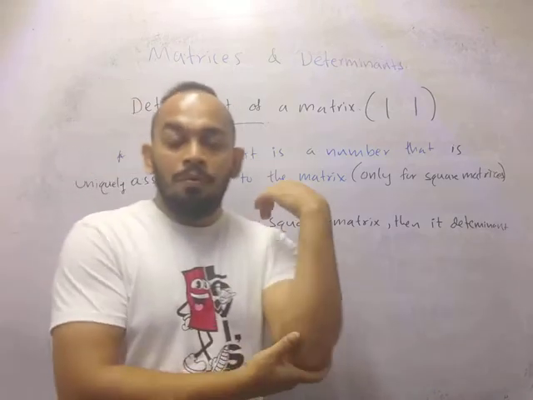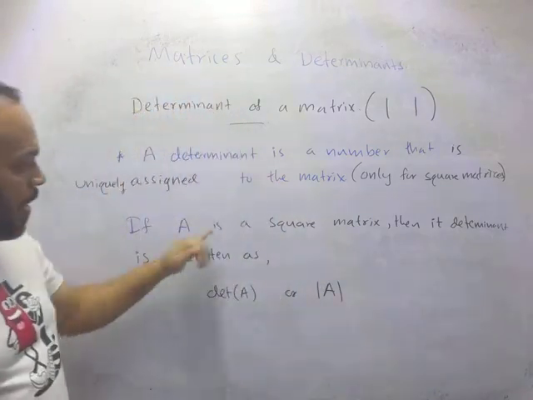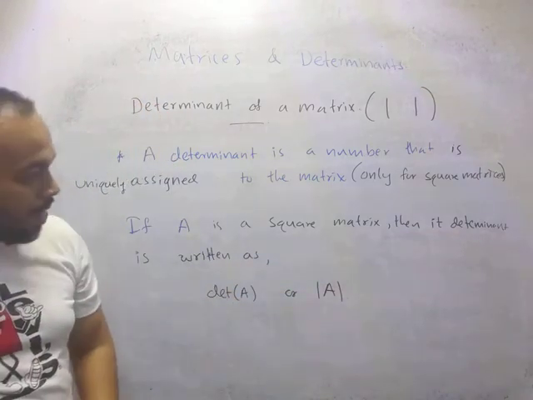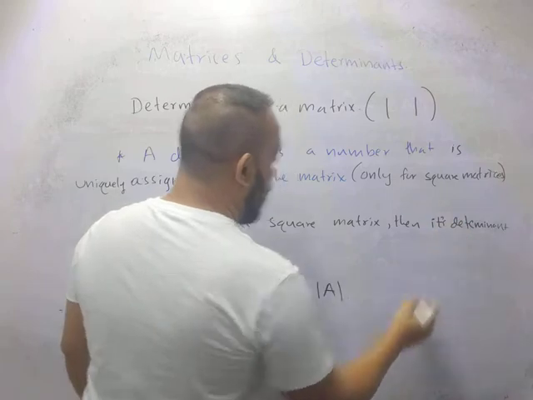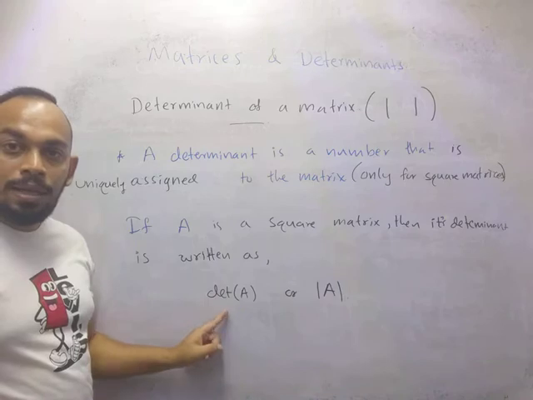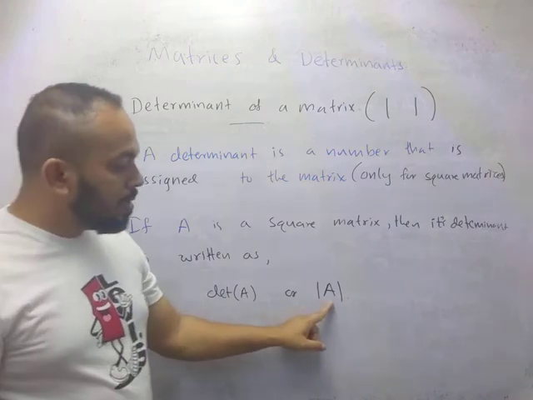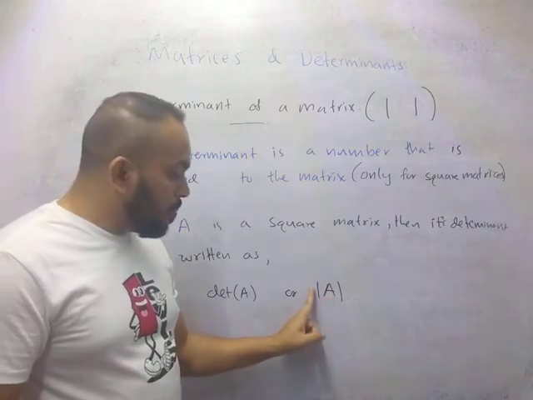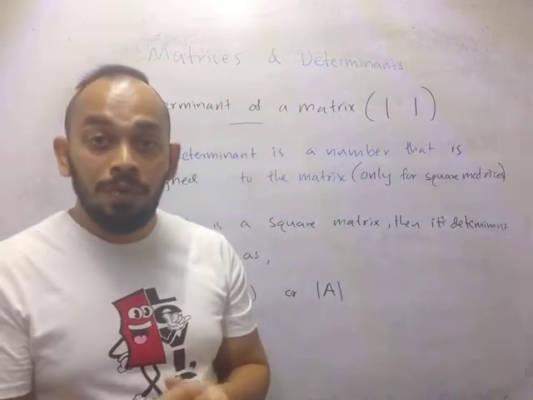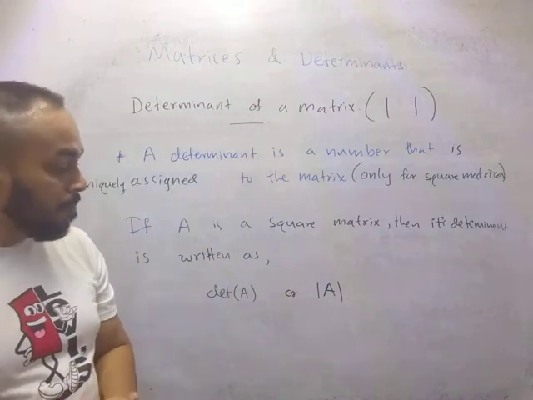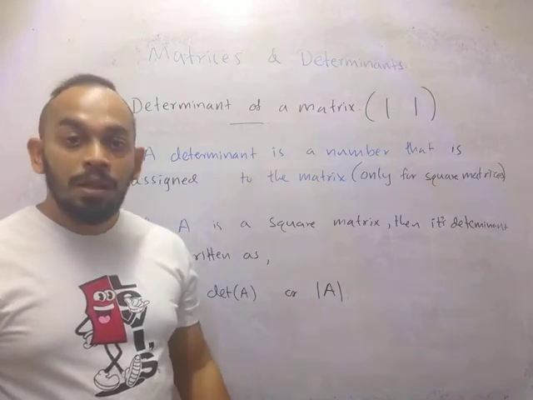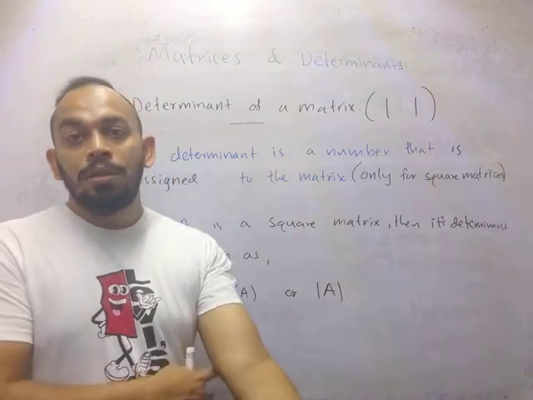So what is the notation of a determinant? If A is a square matrix, then its determinant is written as det A, or simply write the matrix and put these absolute signs, the modulus signs, around A. This refers to the determinant.